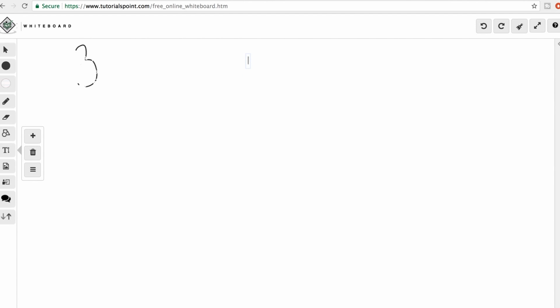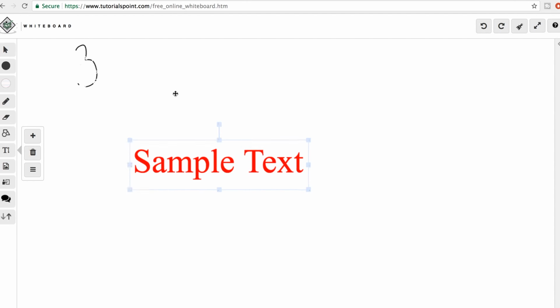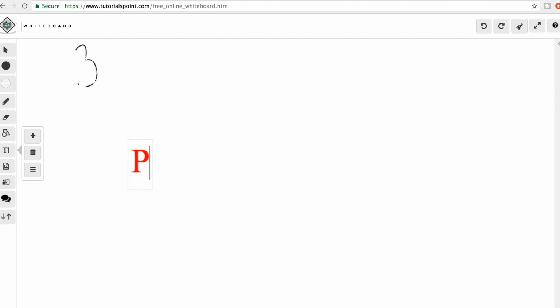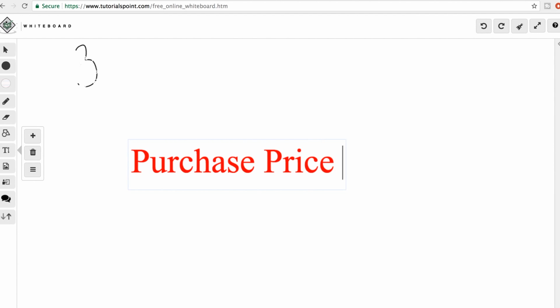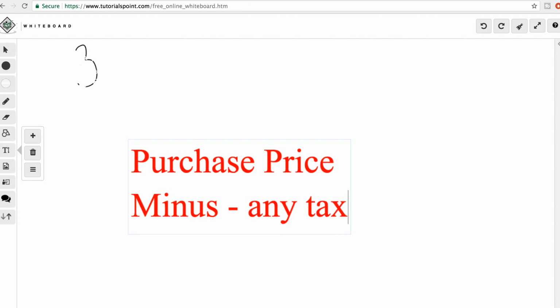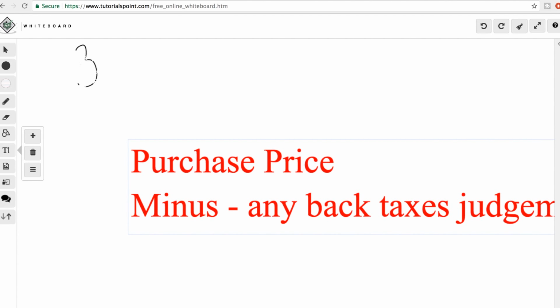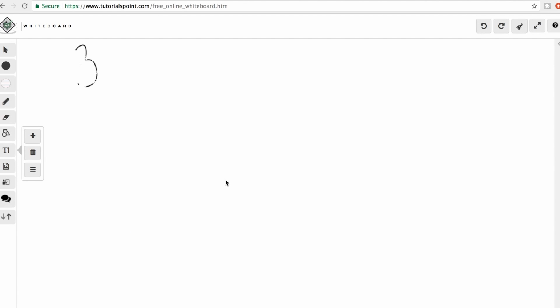Just understand that whatever purchase price you have it under contract for, you're going to subtract any back taxes, judgments, liens, or mortgages.